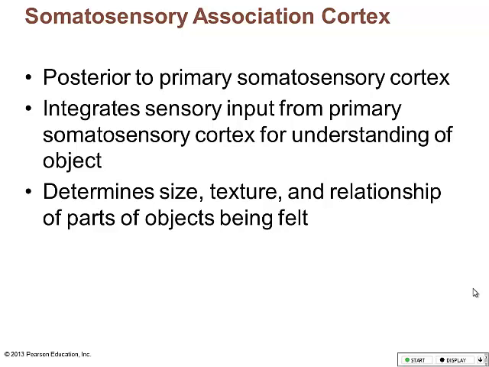Here we're going to find information processing, receiving information from things like skin, proprioceptors. What the heck is a proprioceptor? You find them in skeletal muscle, joints, and tendons.